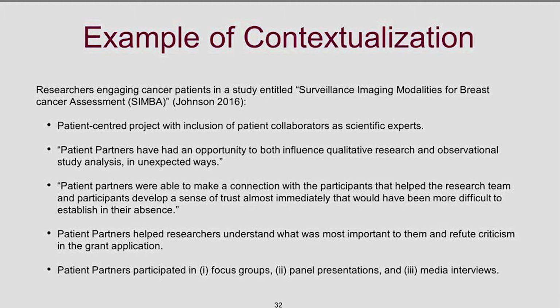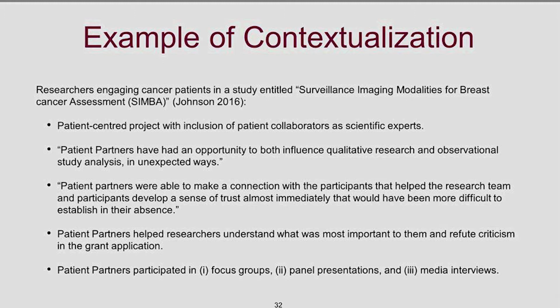So they weren't simply participants in the research from whom you were collecting data, but they were actually involved in discussions on the research questions. They were involved in collecting the data. They were also involved in making sense of some of the results and then communicating those back to the community afterwards. Right? And so what they found in this patient-centered project, including the patient collaborators, whom they literally called scientific experts, was that they had the opportunity to influence qualitative research and observational study.